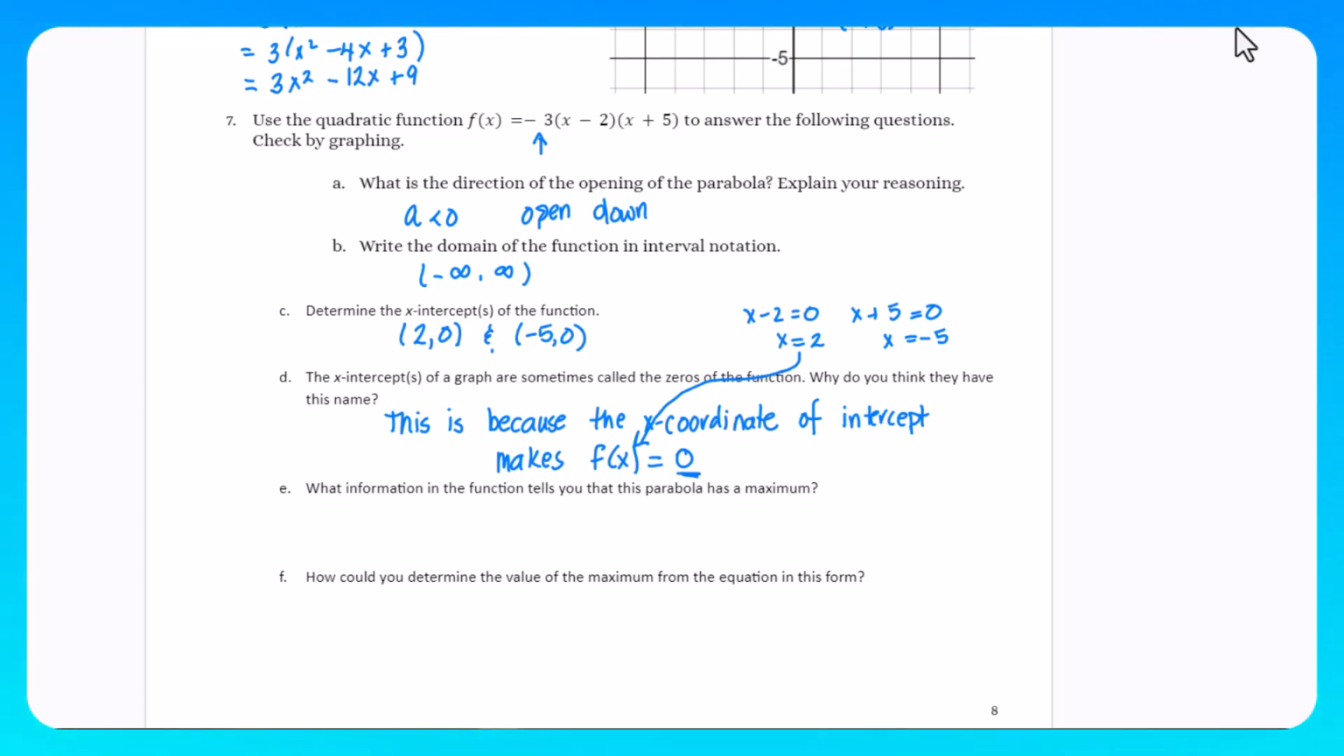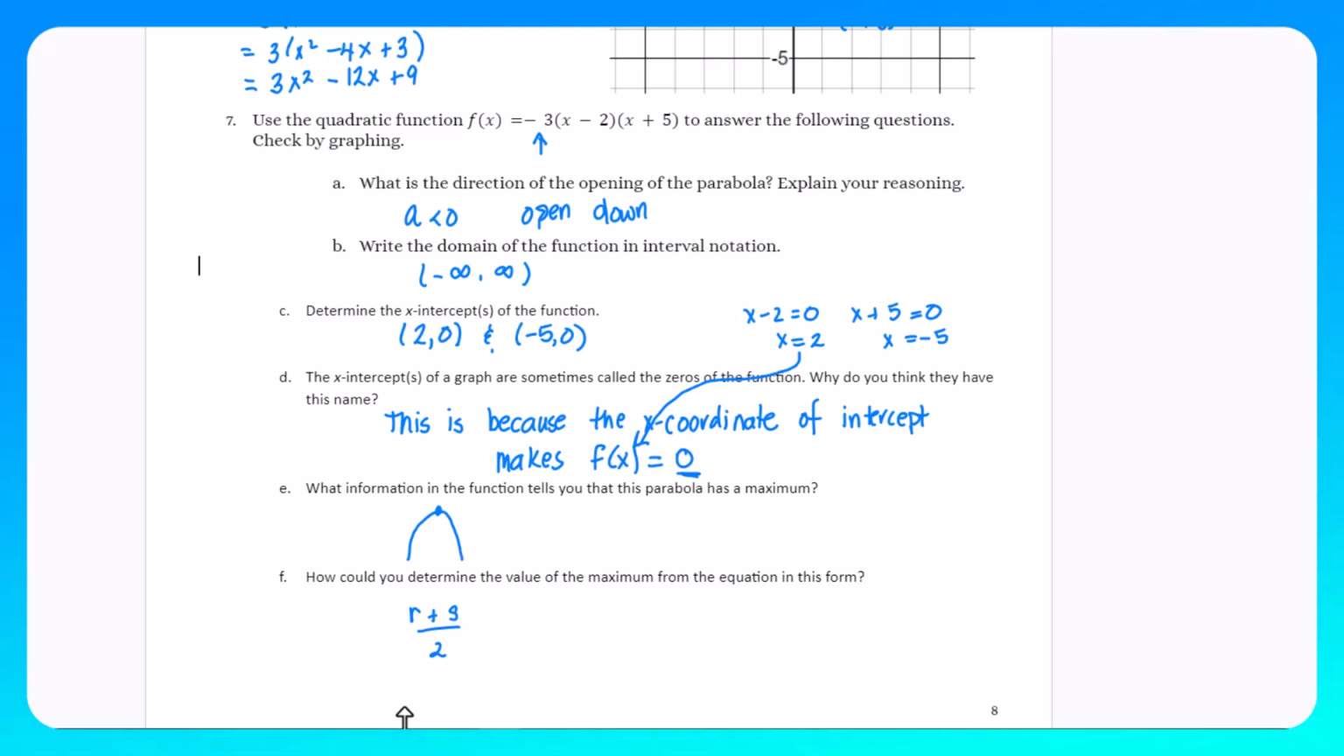What information in the function tells you the parabola has a maximum? Again, we know this thing opens down from part A, therefore it must have a maximum right there. How could you determine the value of the maximum from the equation in this form? Well, remember, we are going to find the midpoint or the average. And to do that, we're going to use that r plus s divided by 2.